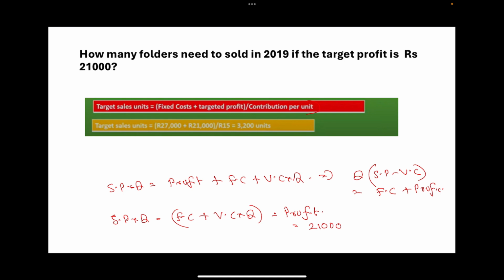Okay, so this is what they have shown here. Q is equal to fixed cost plus profit by selling price minus variable cost, and this is your contribution per unit. So this is given by the formula, and if you substitute all the values, you will get the answer like this, that is 3,200 units. This is the number of folders that need to be sold in 2019 for a targeted profit of rupees 21,000.